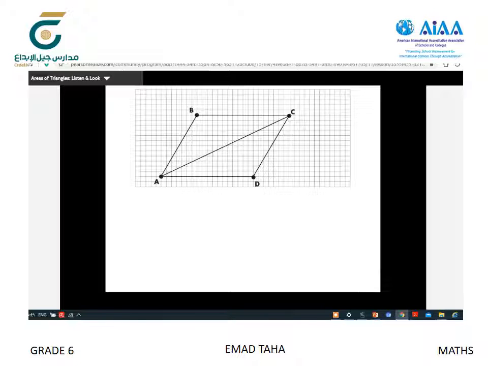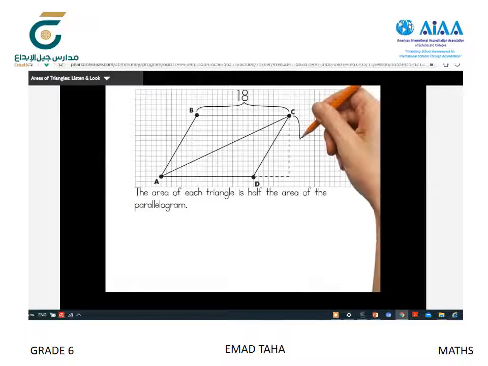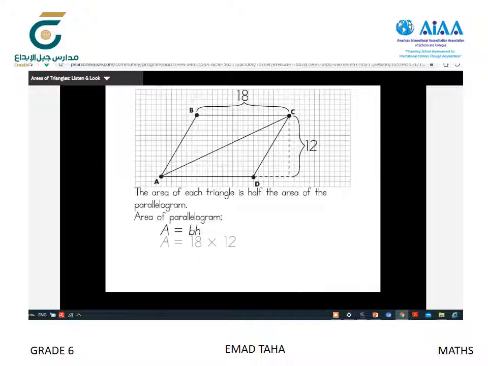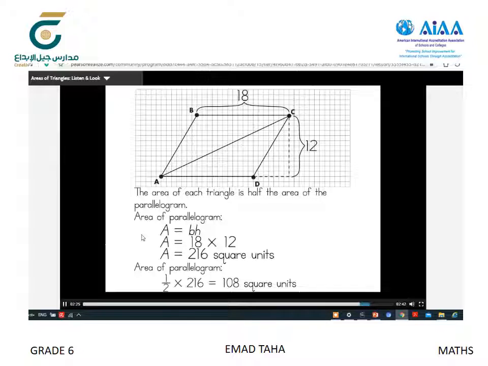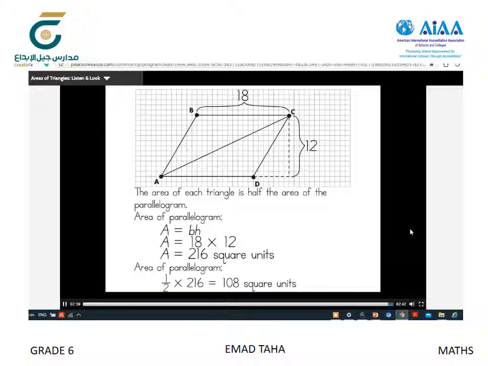Listen and look for other students who understand the relationship of the areas of the triangles and the parallelogram. They may count units to label the dimensions of the parallelogram. The base is 18 units, and the height is 12 units. Then they may use a formula to find the area of the parallelogram. The area of each triangle is 1/2 of 216 square units, or 108 square units. These students show an understanding of how decomposing a parallelogram into two identical triangles and using the formula for the area of a parallelogram can help them find the area of each triangle. This understanding prepares them for deriving the formula for the area of a triangle.